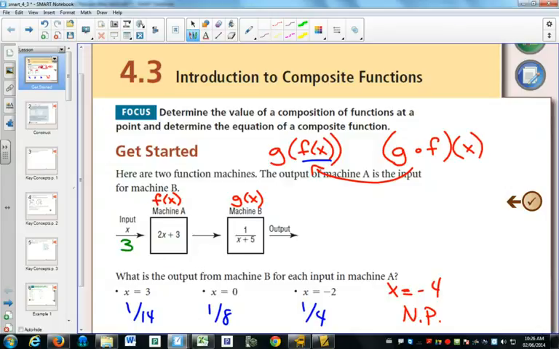So we did it with a bunch of numbers, and we found out that -4 was not possible. But you can also do it with different values. Like if I wanted to, I could plug in a k. Well, what would happen if I plugged in k into machine A? What would come out?